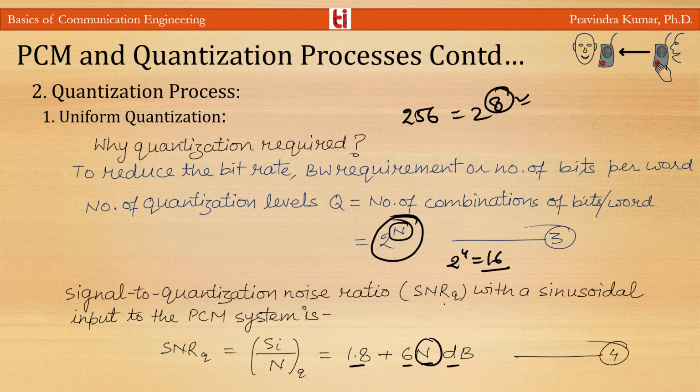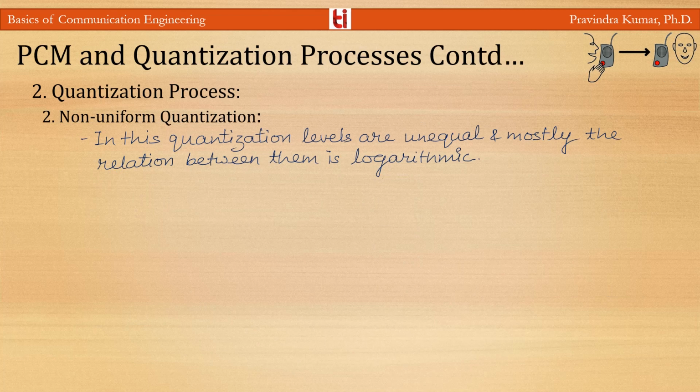In this quantization process, quantization levels are uniformly spread, so it is known as uniform quantization. Now, non-uniform quantization is the type of quantization in which quantization levels are unequal, and mostly the relation between them is logarithmic.